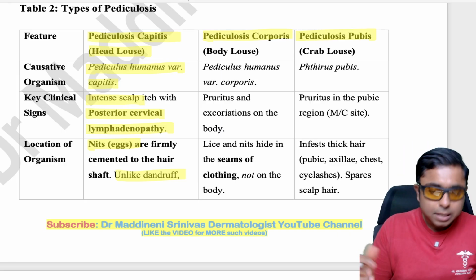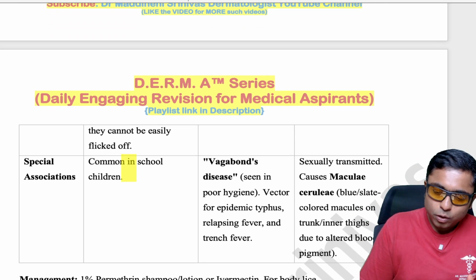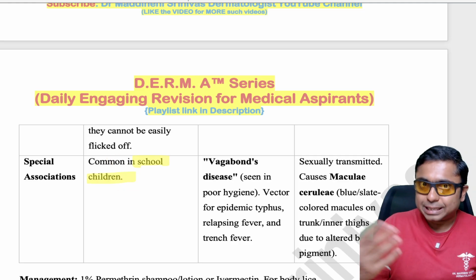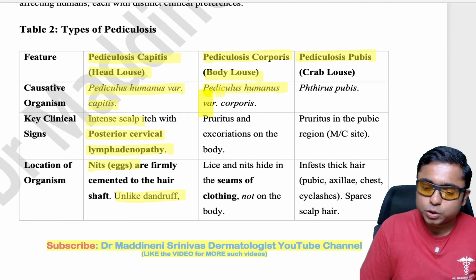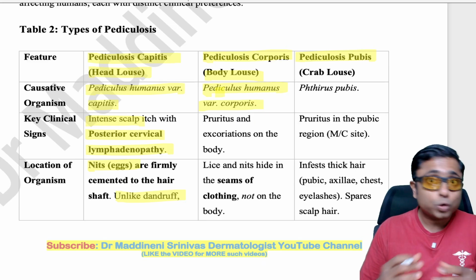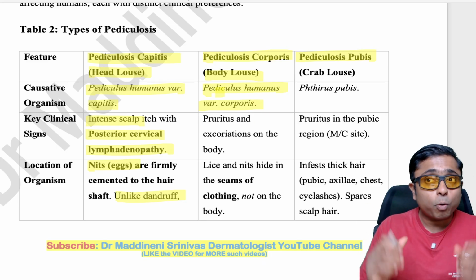They are not going to be easily removed. Okay, and it is very common in school-going children. Coming to the pediculosis corporis, body lice, Pediculosis humanus corporis. Wherever you see corporis, it is related to the body, right?